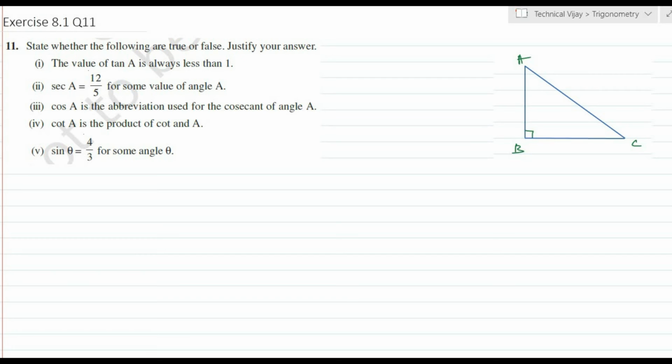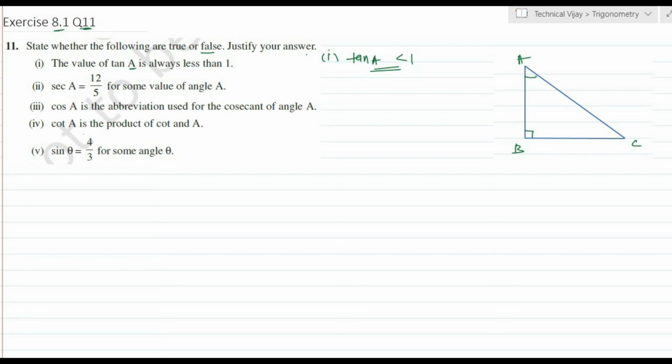So exercise 8.1, question number 11. Here state whether the following are true or false. Justify your answers. So I have taken one triangle that is right angled at B. The first portion we will take: the value of tan A is always less than 1. He has given this, and we have to say whether it is true or false.